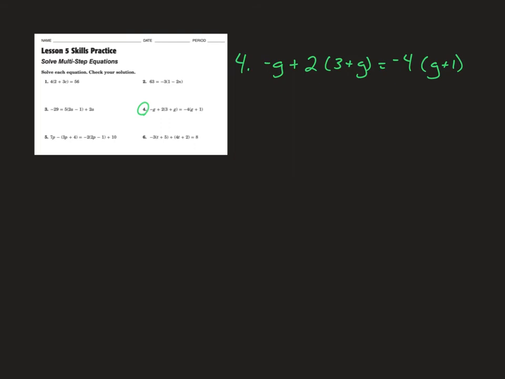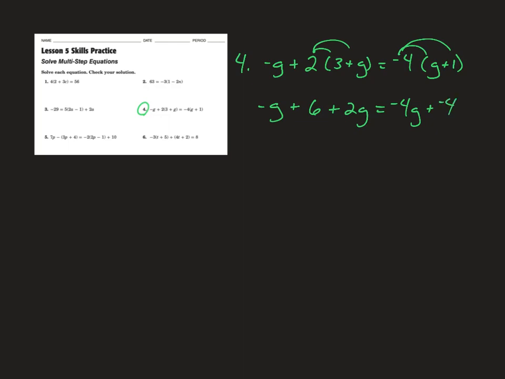All right, so let's try our last problem, number 4. We've got -g plus 2 times (3 plus g) equals -4 times (g plus 1). So my first process here is distribute the 2 to the 3 and the g, and the -4 to the g and the 1. So I will rewrite my problem by making those changes. 2 times 3 is 6. 2 times g is 2g equals -4 times g is -4g, and -4 times 1 is -4.